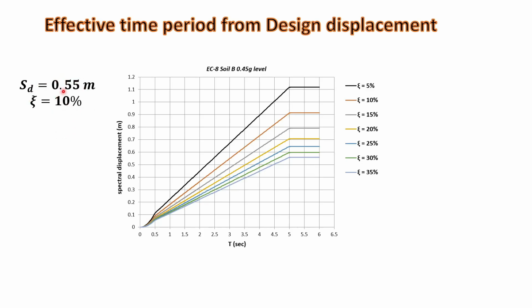So at spectral displacement 0.55, you draw a horizontal line. And this line should touch up to your damping, which is 10% damping here. So this red line. From this point where it has met the damping line, you draw a vertical line. This vertical line is touching at the time axis, and the corresponding time is your effective time for the system. So T equal to here 3 seconds. This is the effective time period for the system. So this is a virtual time period for the damaged system.